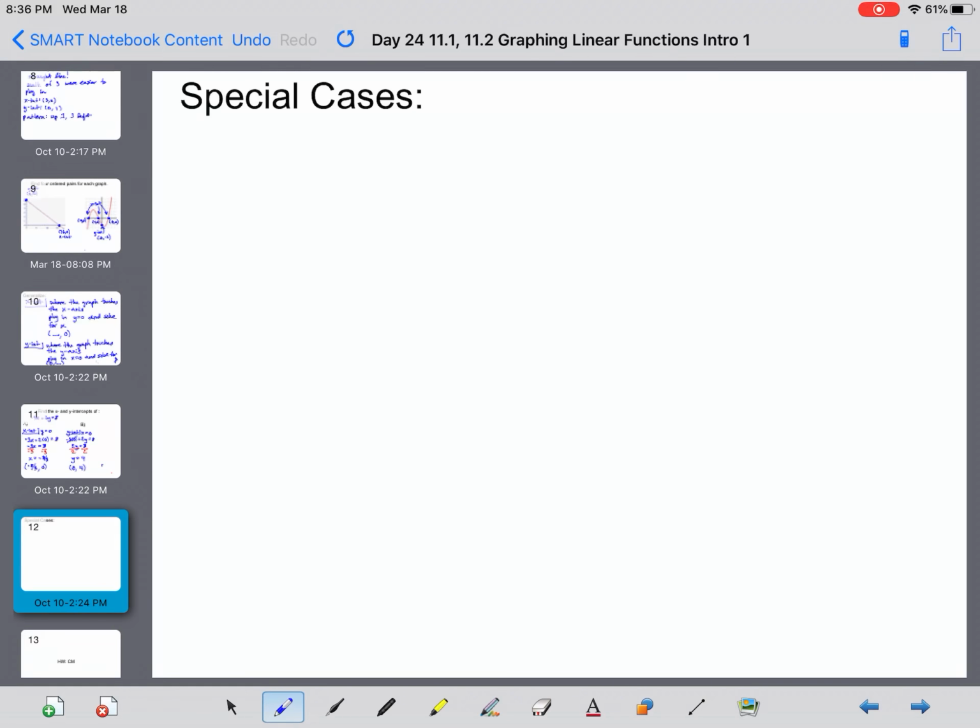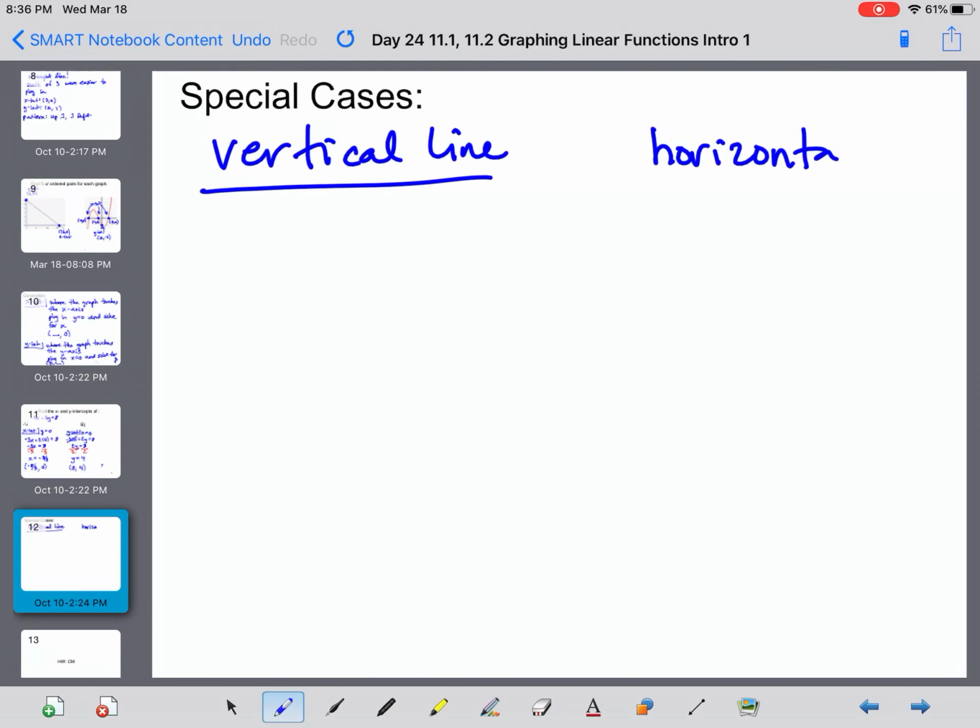All right. I just want to talk lastly here about special cases. So special cases, we're going to have two special cases. We're going to have a special case where it's a vertical line, and we're going to have a special case where we have just a horizontal line.